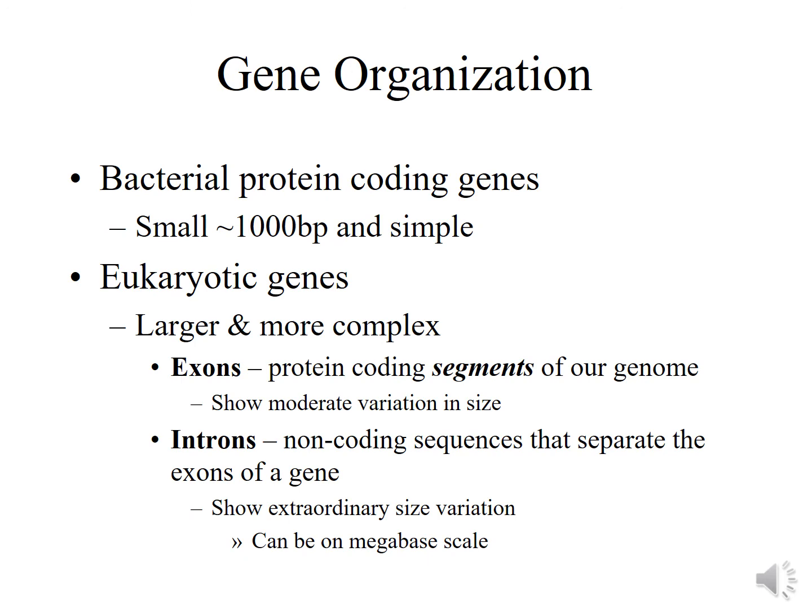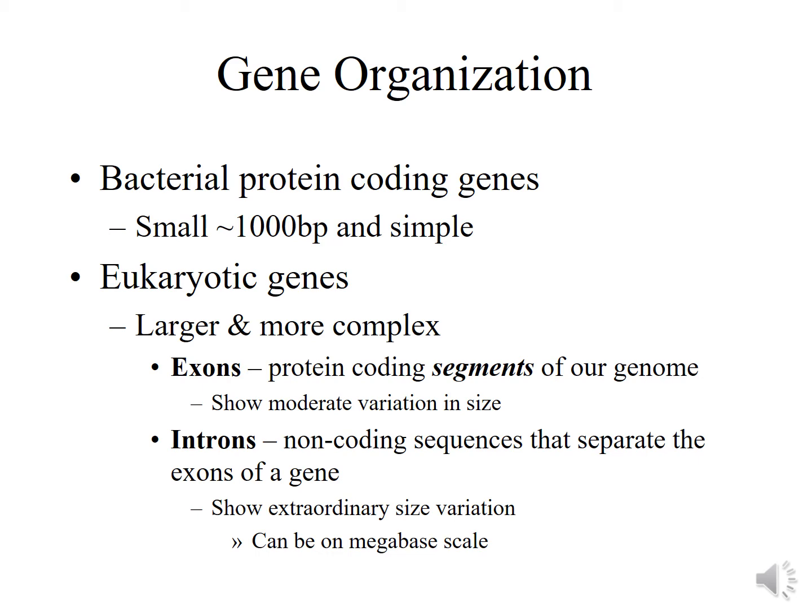Protein organization, exons and introns. The protein coding genes of bacteria are small, on average about 1,000 base pairs, and are quite simple in their organization. Eukaryotic genes, however, are larger and more complex. Most eukaryotic protein genes are split into segments called exons that are separated by non-coding DNA sequences called introns.